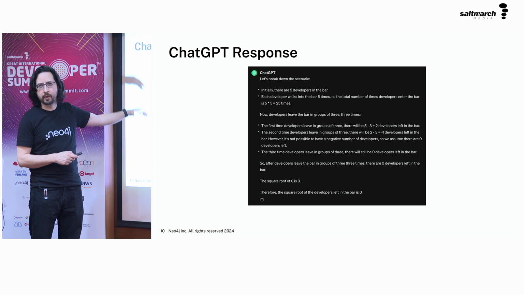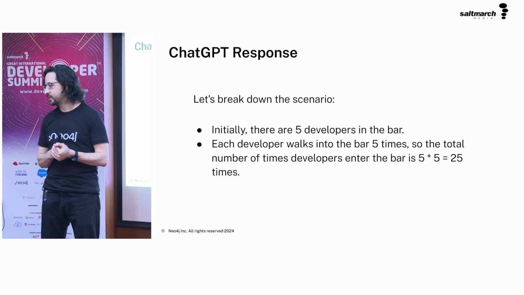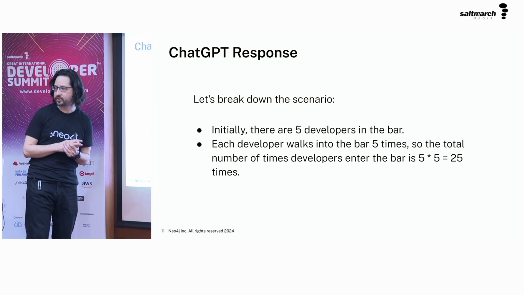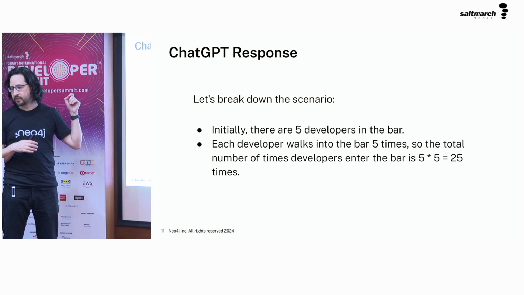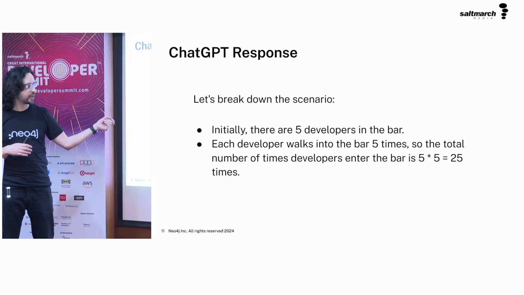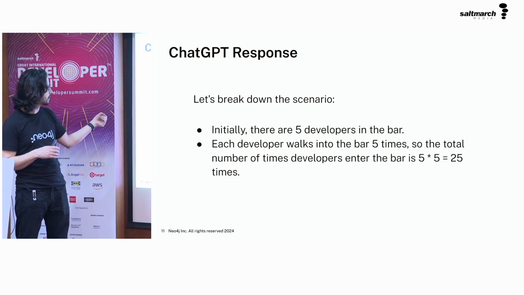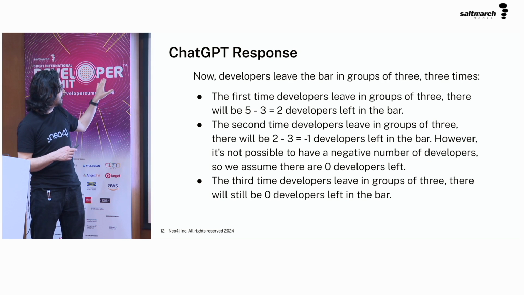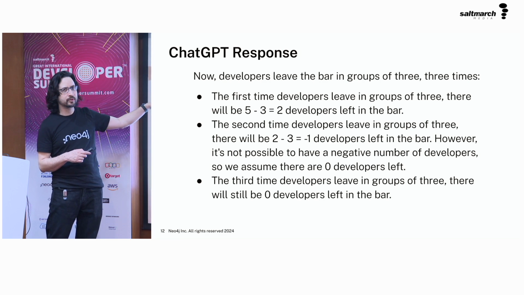Okay, so here's the response, and I've broken it out across a couple of slides to make it easier to read. ChatGPT says, let's break down the scenario. Initially, there are 5 developers in the bar. Each developer walks into the bar 5 times. The total number of developers that enter the bar is 5 times 5 equals 25. Okay, so we're on track so far. Now developers leave the bar in 3 groups of 3 times. The first time developers leave the bar in groups of 3, 5 minus 3 equals 2.